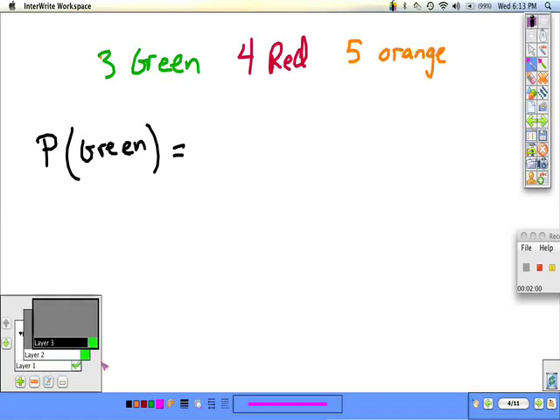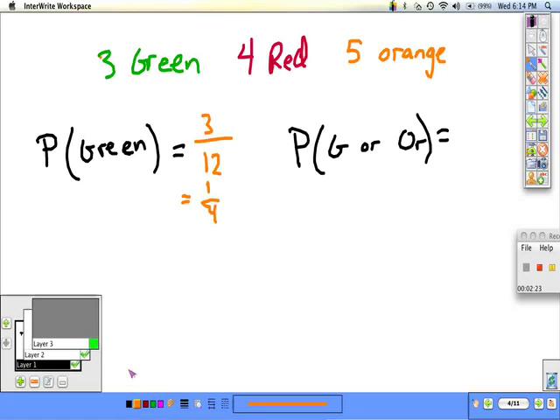The probability of picking a green out of this arrangement. Probability of getting a green, there are 12 possible outcomes, 3 of which would be considered successes. Our probability of picking a green is 1/4. The probability of picking green or an orange. There's 12 outcomes, and the number of ways we could pick a green or an orange are 3 plus 5. So this would be 8/12, which is 2/3.